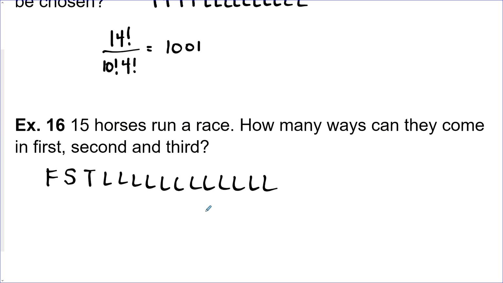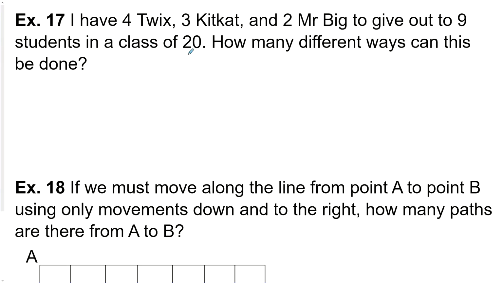12 losers. And to figure out this one, we've got 15 factorial divided by 1F, 1S, and 1T, which you don't need to write because they are just 1, but I'll just do it there just to make sure we've got everything. And then all 12 of these losing horses. And this equals 2,730.